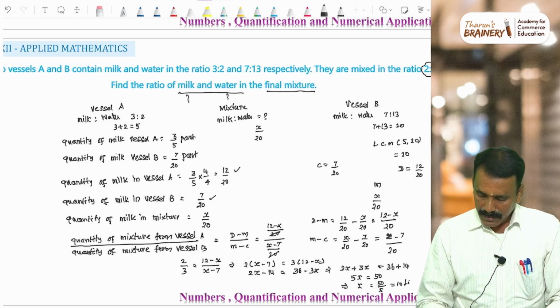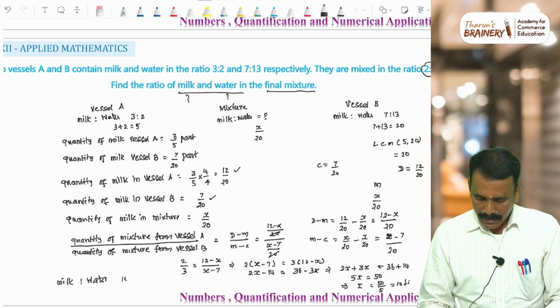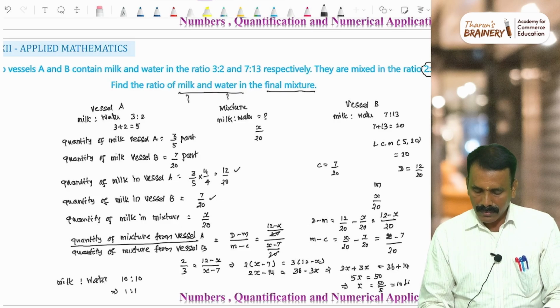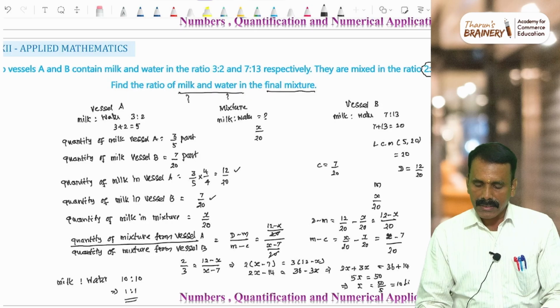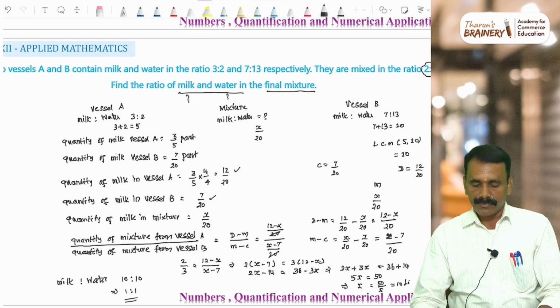So milk is to water is going to be 10:10. That is nothing but 1:1. So this is the answer. So this is the ratio in which the milk and water present in the final mixture.